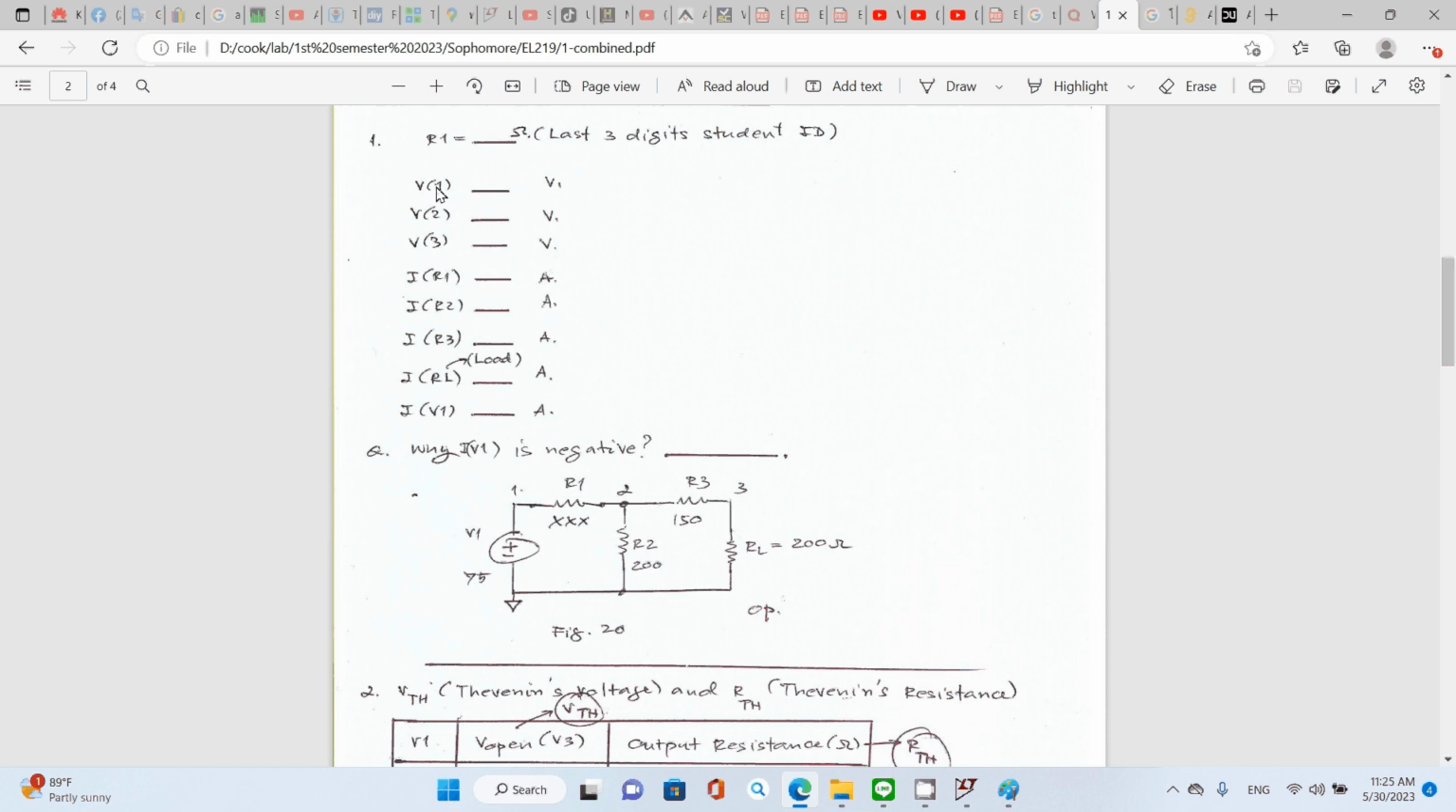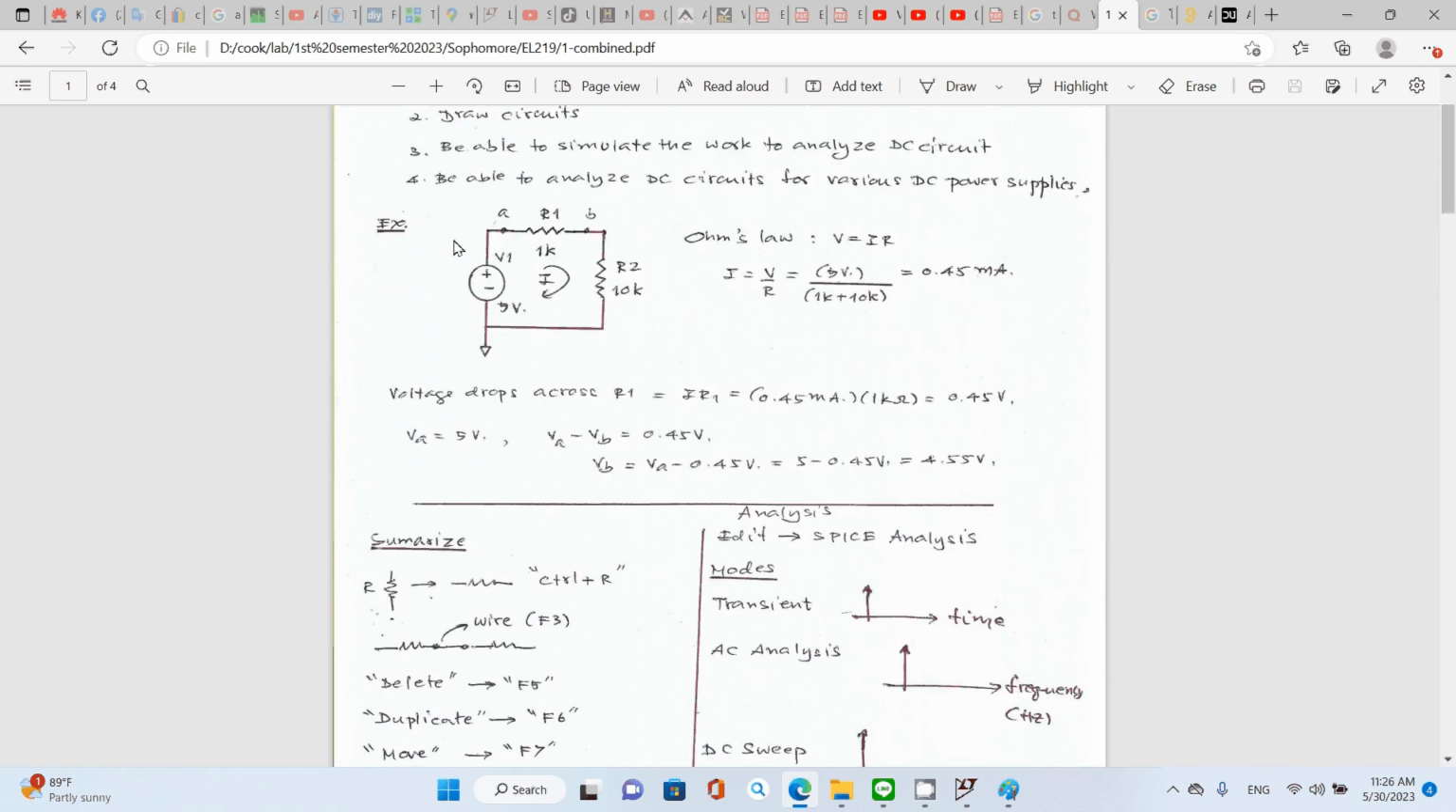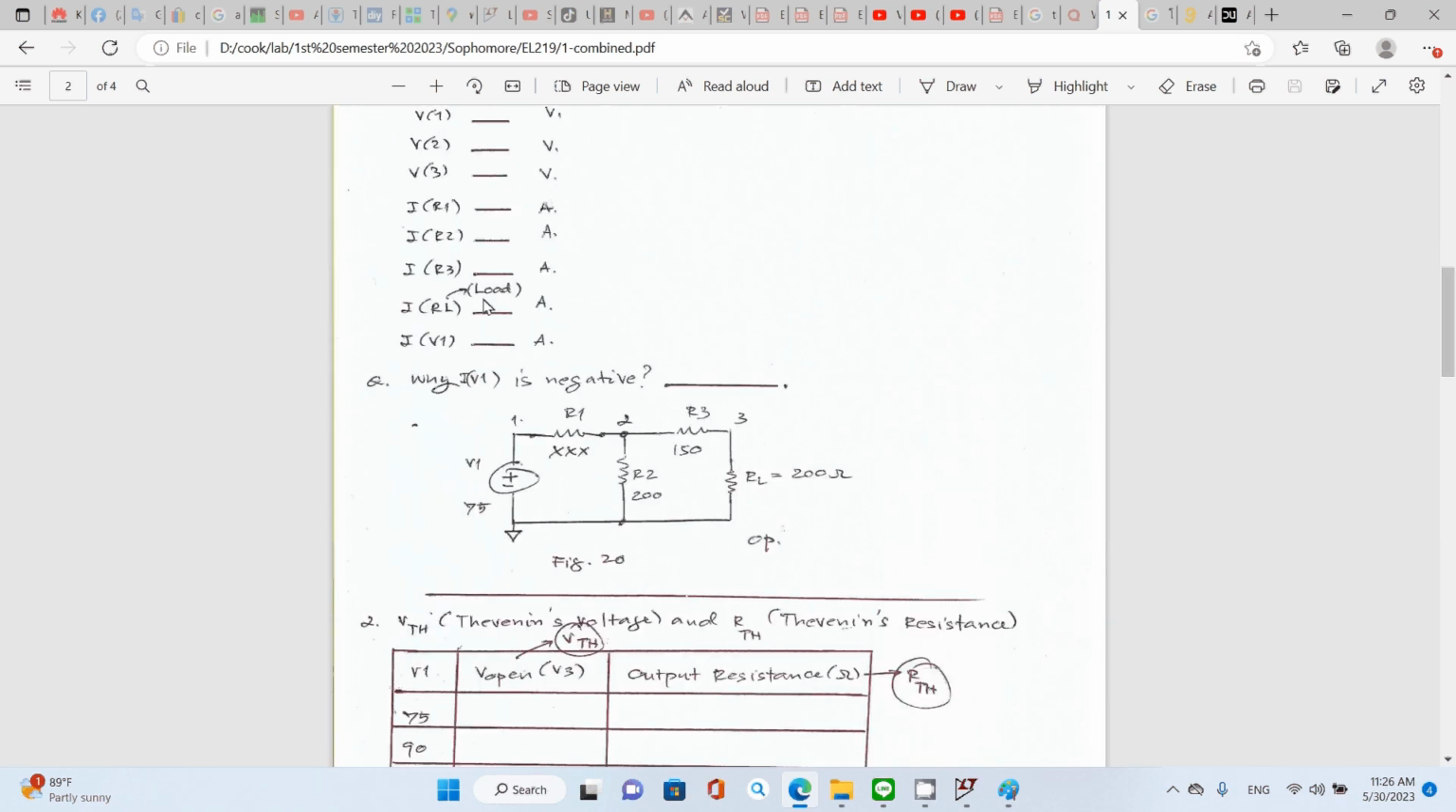So I labeled the nodes as reference V1, V2, V3. Let's go to your circuit down here. That's node number 1, node number 2, node number 3. And you have R3, 150 ohms, R2, 200 ohms, and RL is simply the load, which can be a motor or a light bulb.